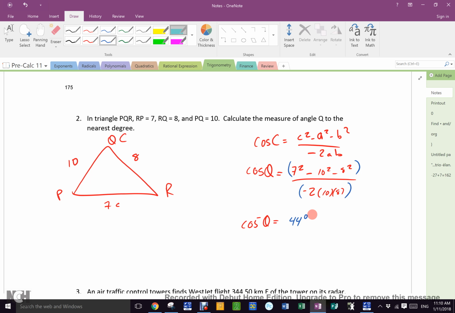Okay, so Megan, 7 squared is what? 49 minus 100 minus 64 over negative 160. You can do that in your head, right? Then you can use your calculator just to do that. And that gets you negative 115 over negative 160. You don't have to care about the negatives. 2 negatives make a positive. So all you have to do is shift cos 115 divided by 160.